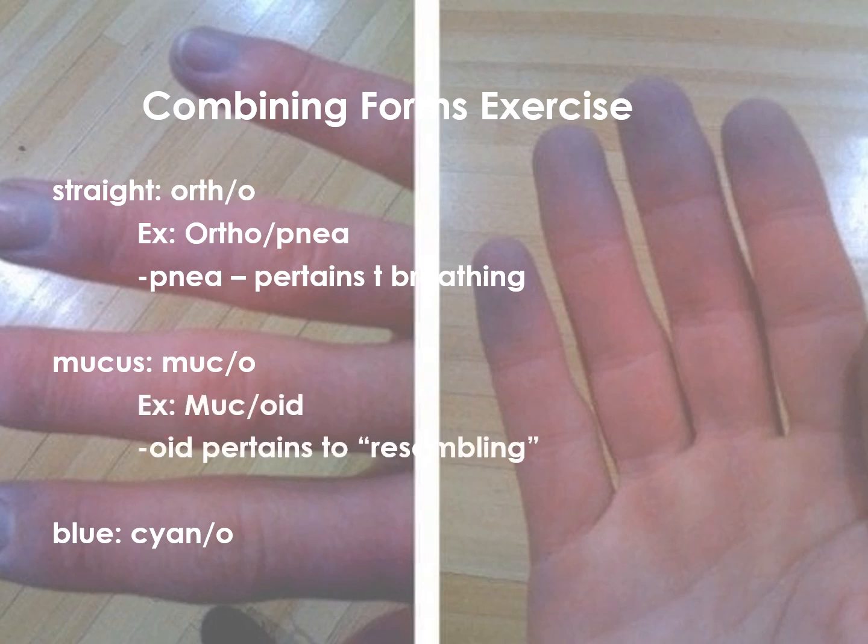Next, for muco, we have mucoid. The suffix oid means pertaining to or resembling. Like another one with oid is android. Andr is man and oid is resembling. So resembling a man, like a robot resembles a man, android. Then we have cyan, which is cyanosis, which is the picture you see in this slide.